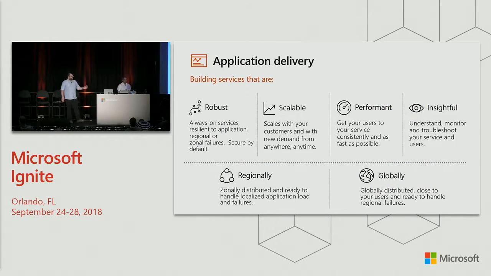All right. So what is application delivery? We really break it into 4 imperatives and 2 scopes. The 4 imperatives are: you need to build robust, scalable, performant, and insightful applications. What does that mean? It means a different thing to each individual application, of what you consider imperative and at what scale for your application.